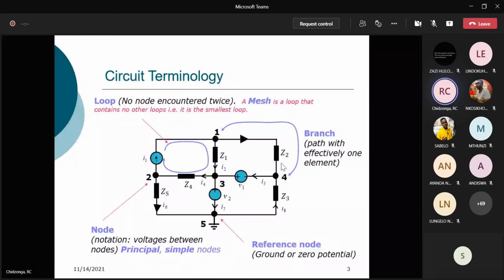Now in this diagram here, you can see that there are two green circles. That is our way of representing a source. You can have a current source, which is where I'm hovering there. You'll see that it has got an arrow inside. That shows it's a current source.